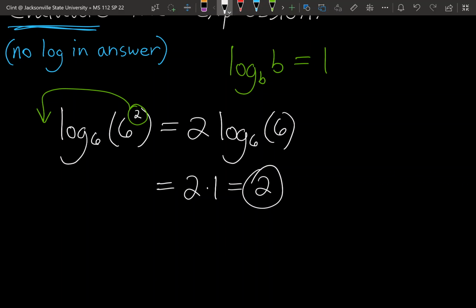In that particular situation, that's technically what we're doing. We're bringing the exponent out front, and then we have 1, so 2 times 1 gave us 2. That one comes up pretty often, where the base matches the thing on the inside but it's got an exponent. So this one sometimes gets shortcut: the base matches the argument, so it leaves us with the exponent. That's fine, too.